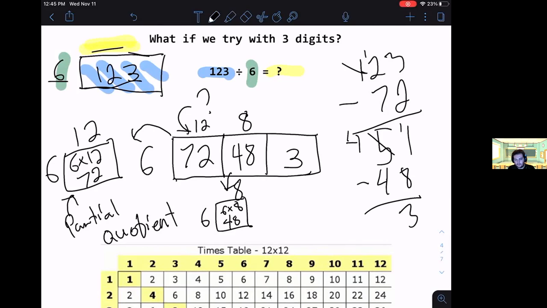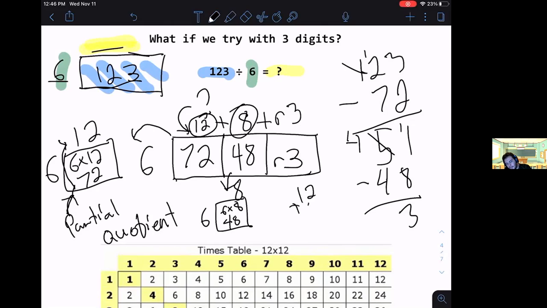So we know this is the remainder. I'll put a plus sign right there, plus R3. But we're not quite done yet. We have to add up all of our partial quotients. So we know the number 12 is our partial quotient. And we know that 8 is a partial quotient and the remainder 3 is a partial quotient. But what we're going to do is add the whole numbers, not the remainders. And I'll explain why in just a moment.